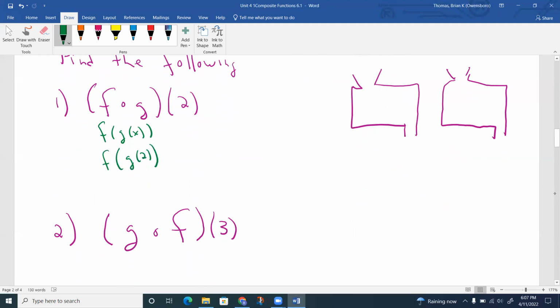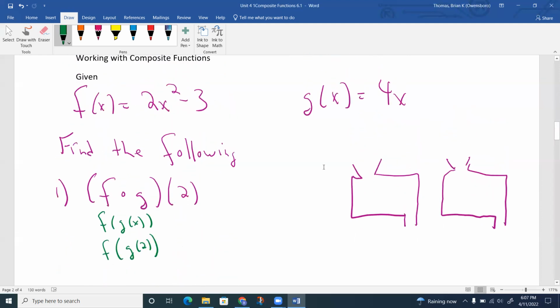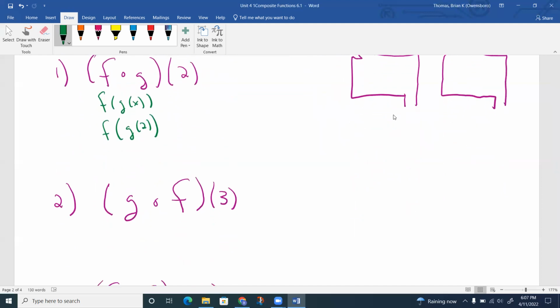So what we have to do now is evaluate g of 2. To do that, we have to know what the g function was. Notice the g function was 4x. So remember, g of x is equal to 4x. So g of 2 means to substitute 2 in for x and evaluate. That's going to be 4 times 2, so g of 2 is actually going to equal 8. So what I can do now is replace g of 2 with 8. So this now becomes f of 8.